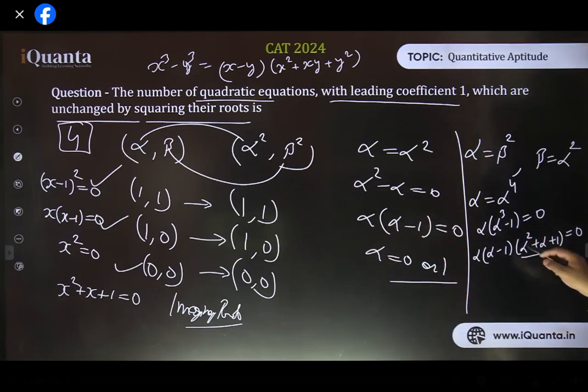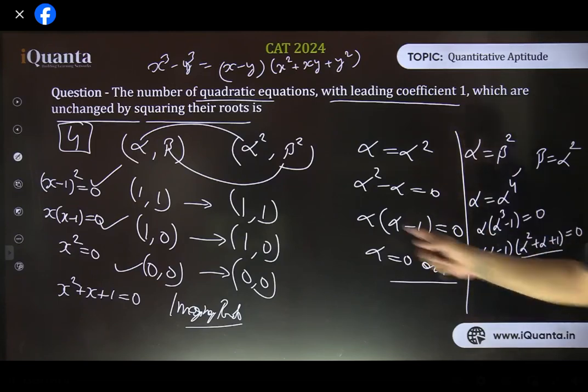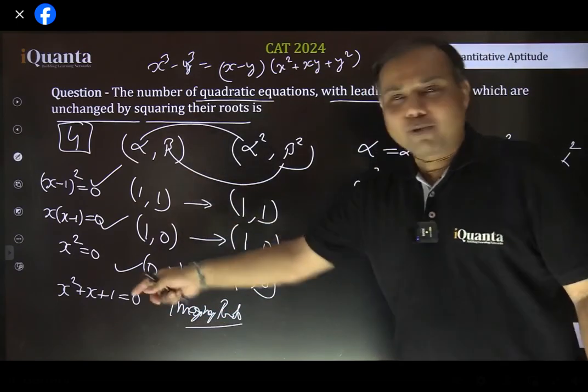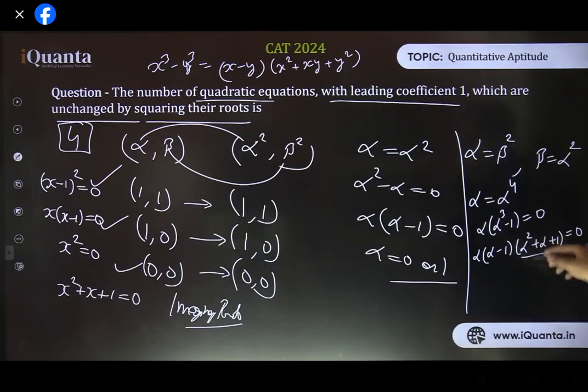Now the final part was this, that alpha square plus alpha plus 1 becomes equal to 0. So alpha is the root, and the equation must be x square plus x plus 1 equal to 0. So alpha and beta both satisfy this. That was the thing. So this value of alpha here is known as cube root of unity.